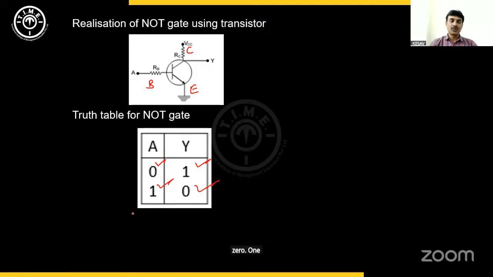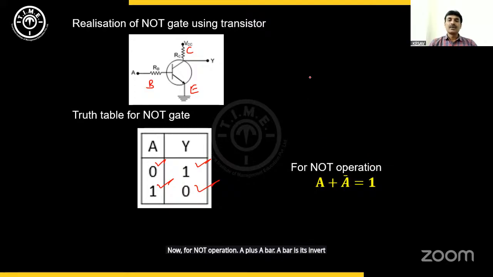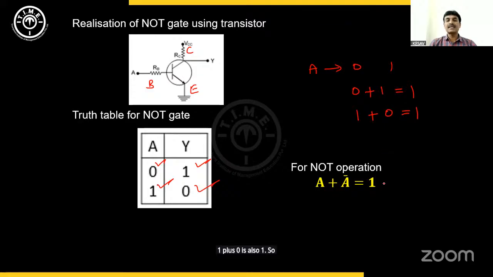One input, one output. Now for NOT operation, A plus A bar, where A bar is its inverted value, is always 1. See, A can take up only two values, and we have been discussing the same point. Remember it. Only two values are possible for this input. A plus A bar: suppose A is 0, then 0 plus 0 bar, the negation of 0 is 1, so that is 1. Suppose A is 1, the negation of 1 is 0. 1 plus 0 is also 1. So that's why A plus A bar is always equal to 1.